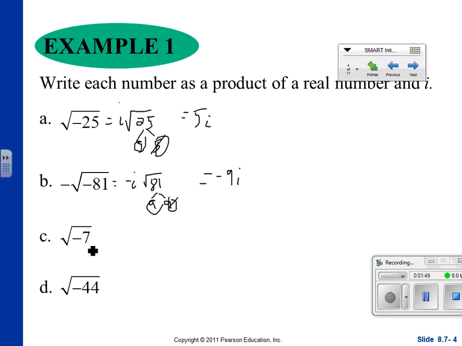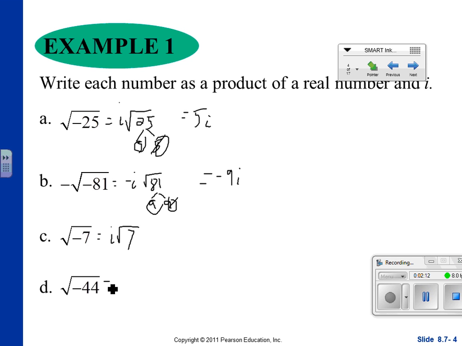On C, you could do a factor tree on 7, but you just get 1 and 7, so nothing simplifies there. But we can still take the square root of the negative out as an i. So we get i square root of 7. Now we typically like to put the i in front like a variable, so you don't have this idea that it's under the root.